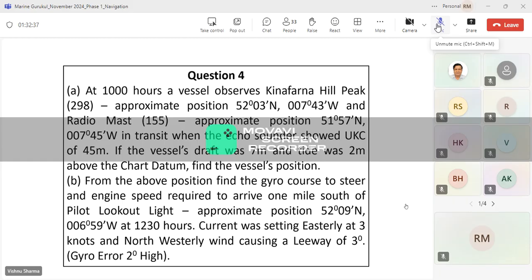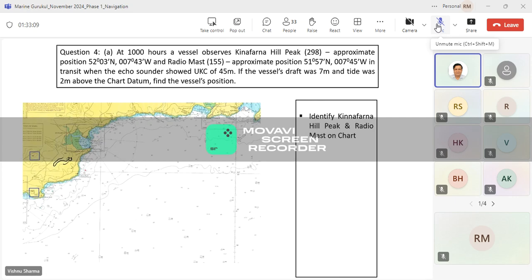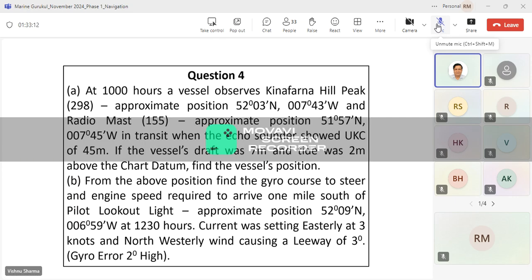At 1000 hours, a vessel observes Kinafarna Hill Peak 298, approximate position is given, and radio mast 155, approximate position given, in transit when the echo sounder showed UKC of 45 meters. If the vessel's draft was 7 meter and tide was 2 meters above the chart datum, find the vessel's position. Now, what I want you to do is read the question again and tell me which methods can be used to find the position here based on the information.